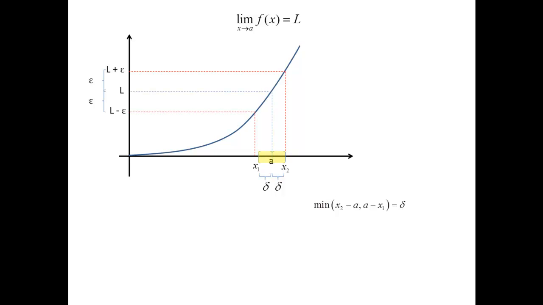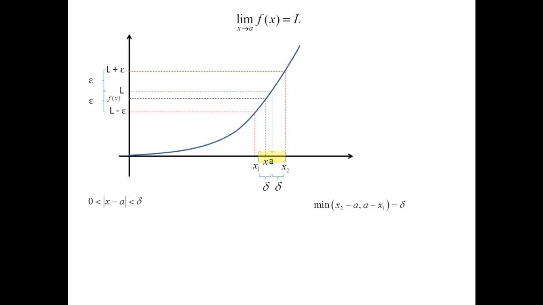And here's the thing. If I choose any x value in that delta neighborhood, in other words, any x value in this little yellow highlighted part, let's suppose I choose this x value, notice that it's going to correspond to a function value within my epsilon neighborhood. So if I pick an x in the delta neighborhood, I'm guaranteed that it will correspond to an f of x in the epsilon neighborhood.